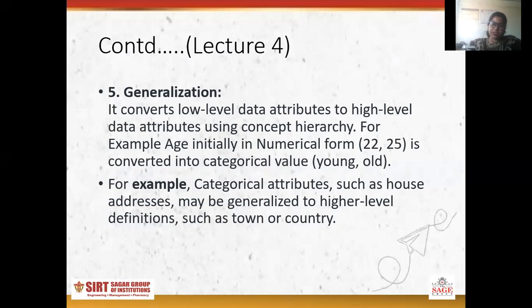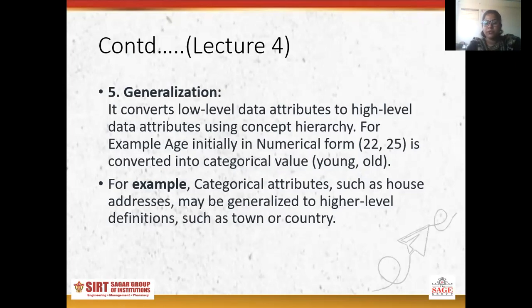The fifth point of data transformation is generalization. It converts low-level data attributes to high-level data attributes using concept hierarchy. For example, age initially in numerical form, 22-25, is converted into categorical values like young and old. Categorical attributes such as house addresses may be generalized to higher-level definitions such as town or country.